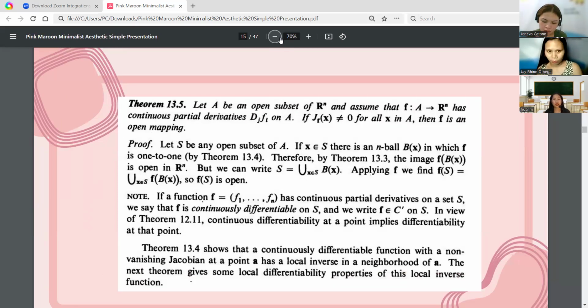Okay, so the next is theorem 13.5. Let A be an open subset. I think this is the continuation of theorem 13.5. So, if you want to know more about 13.5, please try to read this one. So, let's proceed to the next theorem.